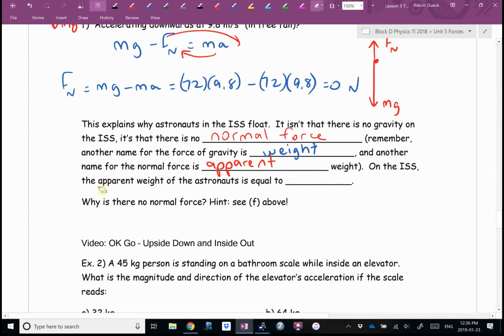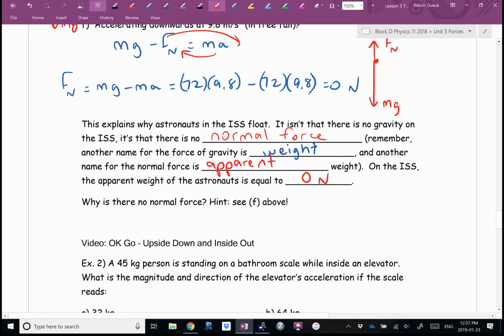So, on the International Space Station, the apparent weight, the normal force, is equal to exactly what? As a number exactly, Ben? Why? Hint. See part F above, or Ben, remember the question that I asked you about 5 minutes ago that you also gave me 0 as an answer. Why? What? Say it loud and proud.